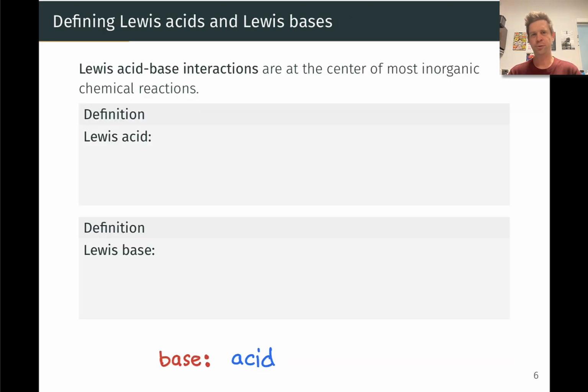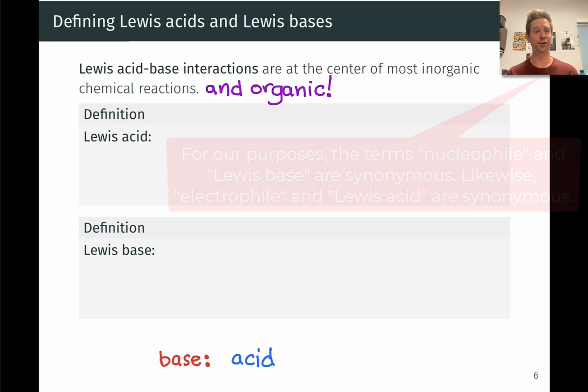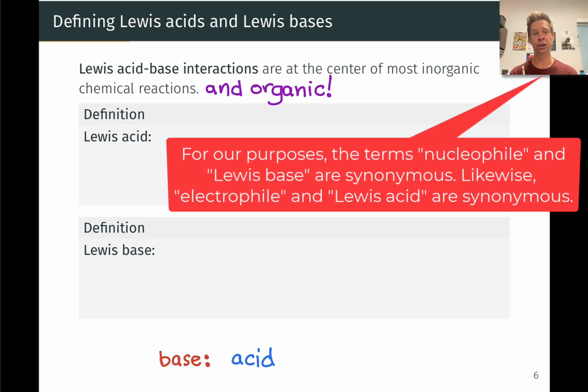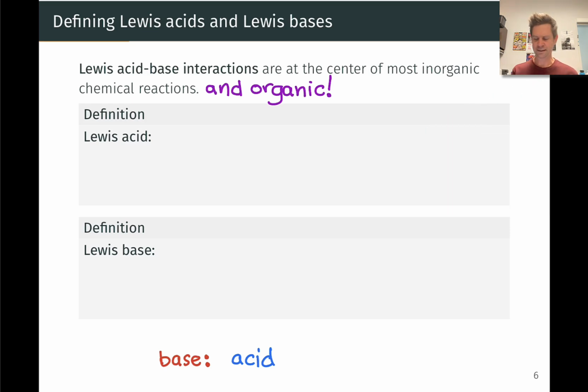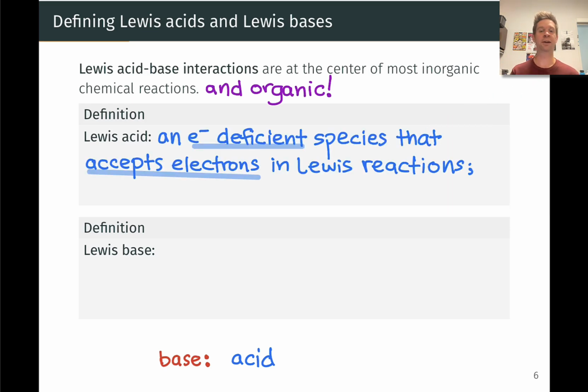These interactions between the electronic haves and have-nots, if you will, are at the heart of most organic and inorganic reactions. So the slide mentions inorganic reactions, but most organic reactions involve the same basic principle. Nucleophiles react with electrophiles, Lewis acids react with Lewis bases. And let's define the terms Lewis acid and Lewis base on this slide, just so we're 100% clear on what we mean by these. So a Lewis acid is an electron deficient or electron poor species, atom, molecule, etc., that accepts electrons in Lewis reactions.